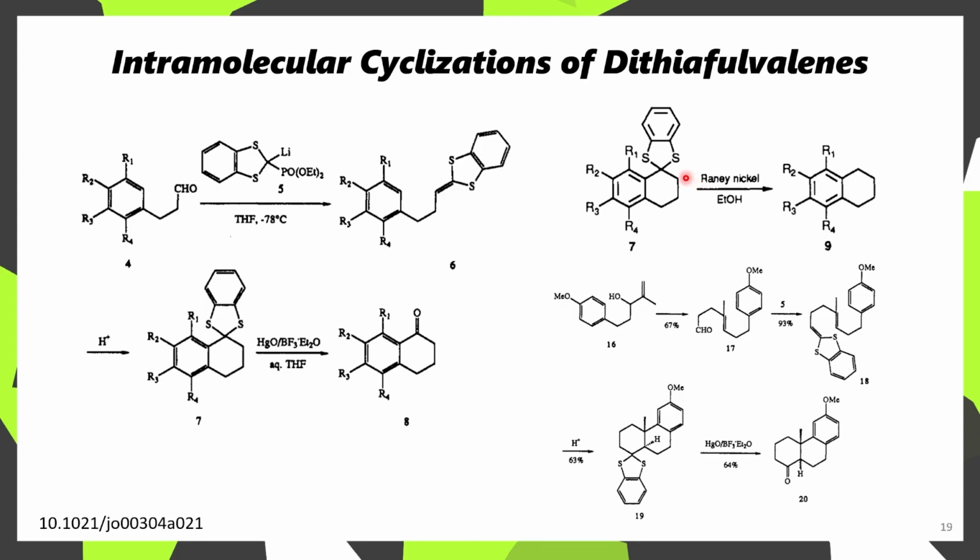Alternatively, if you wanted to reduce it off, you can use Raney nickel. It has to be the activated form, but the activated form of Raney nickel is commercially available, as I talked about in the last video we posted, giving this tetrahydronaphthalene derivative shown here. You can also do interesting multi-step cyclization. So here, again, they do a Horner-Wadsworth-Emmons to make this dithiafulvene, and then treating this with acid, they have a domino reaction where this tricyclic species is formed, and then subsequently deprotected using mercury. But again, I would use silver.